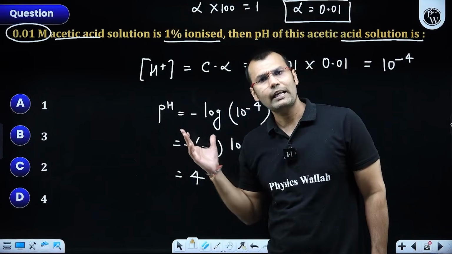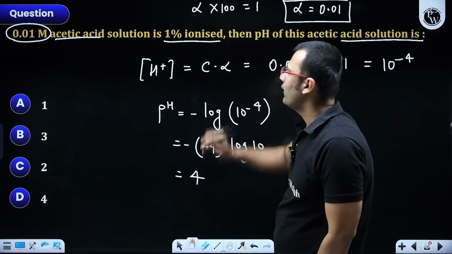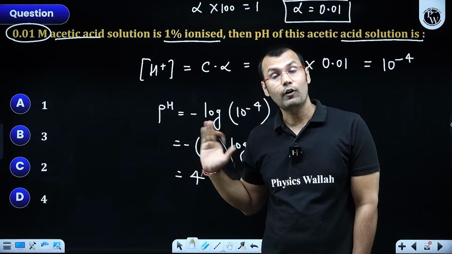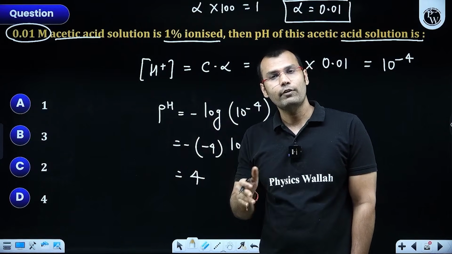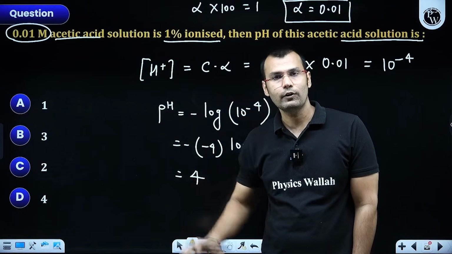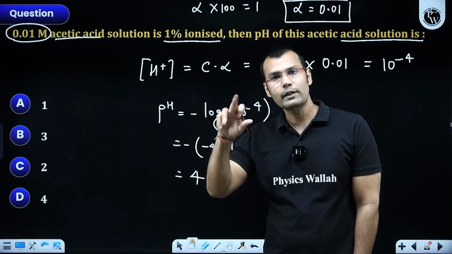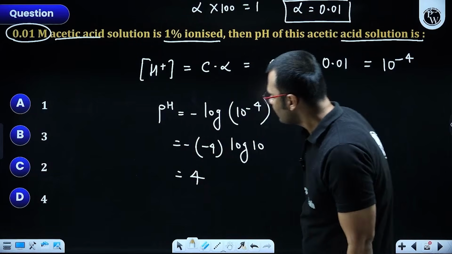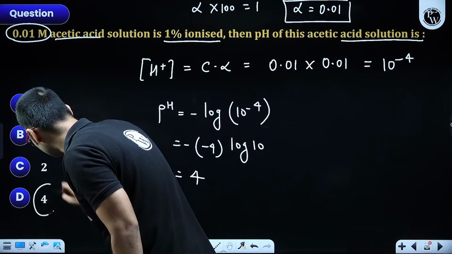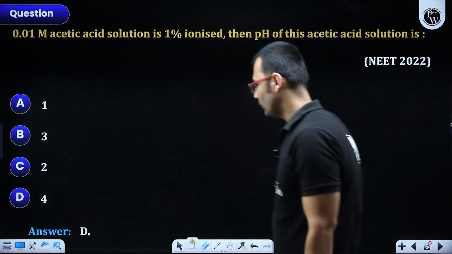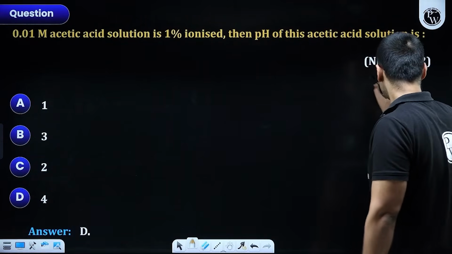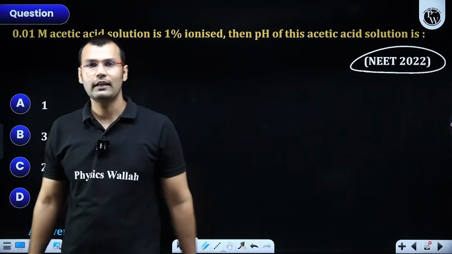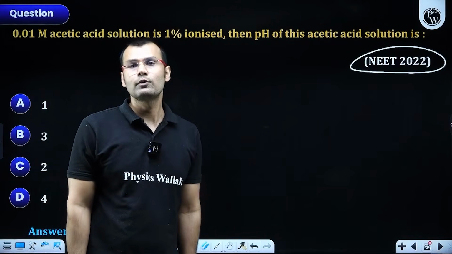Right? In a similar type of question, suppose instead of alpha, they give you Ka or pKa, you can apply that formula, half pKa minus log C. For weak base, pOH equals half pKb minus log C, right? So in this case, the correct answer is 4 and the option should be D. Of course that's your answer, and this question is very recent. We got this direct question of pH of weak acid in the NEET 2022 examination.